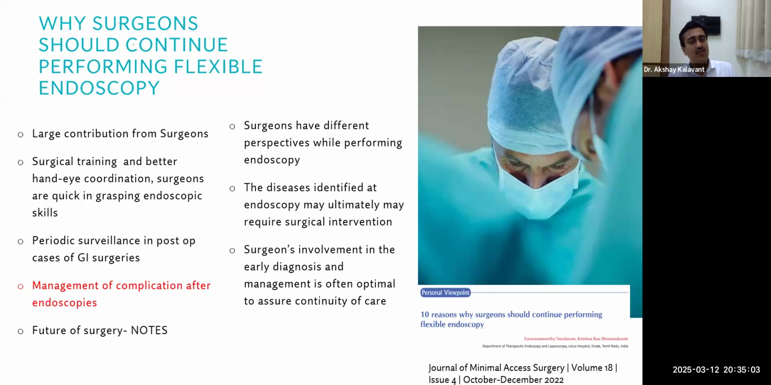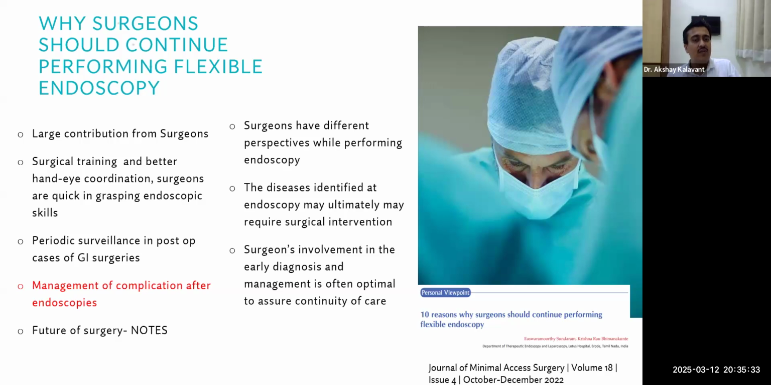The first thing is the large contribution from the surgeons is very much there in the history. We are going to talk about that in the next slide. Now, surgical training: we have better hand-eye coordination, and that's why we'll be able to pick up these skills quickly. This is basically a skill-based procedure. If you can learn laparoscopy, thoracoscopy, other scopies like cystoscopy, bronchoscopy, it's not very difficult for us to pick up the endoscope. Only thing is we need to have a little orientation.